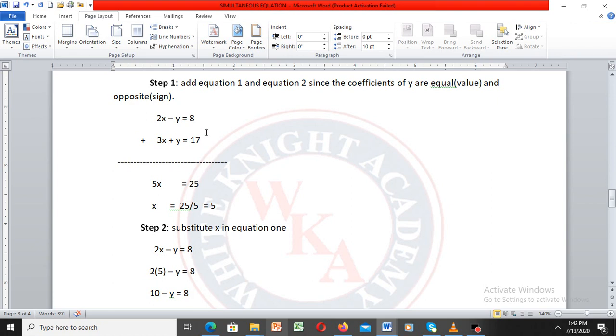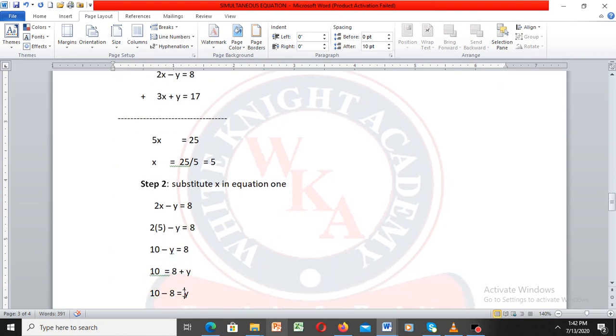We have gotten the value of x. So we go to equation 1, which is 2x minus y equals 8. This is our equation 1. And then we substitute the value of x. We replace x with 5. So 2 bracket 5, we put 5 in a bracket to show that you are multiplying. Then minus y is equal to 8. So 2 times 5 is 10. Then minus y is equal to 8. And then y is going to be 2.